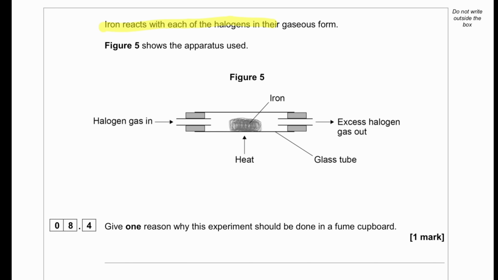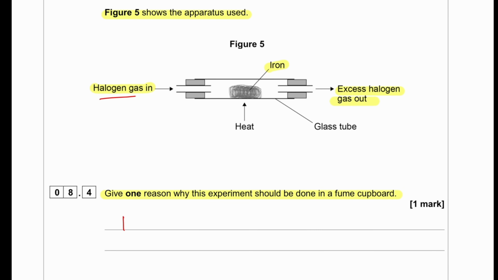Iron reacts with each of the halogens in their gaseous form. Figure 5 shows the apparatus used. Halogen gas is reacting with the iron. Excess halogen gas is getting out of here. Give one reason why this experiment should be done in a fume cupboard. The main reason why we need to do it in a fume cupboard is that the halogen gas is highly toxic.